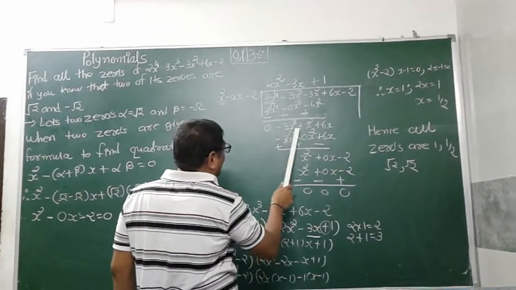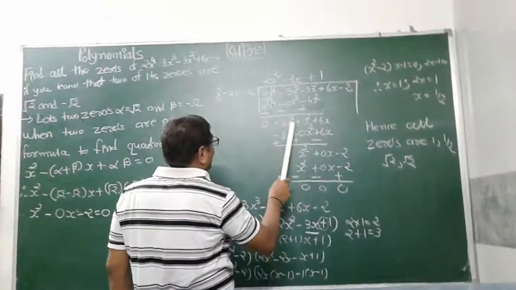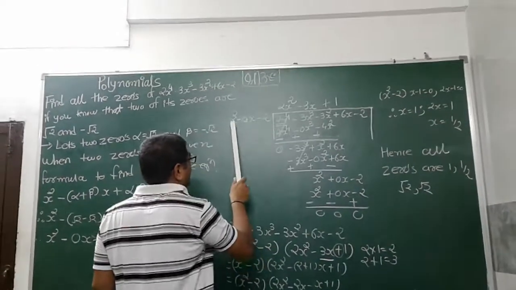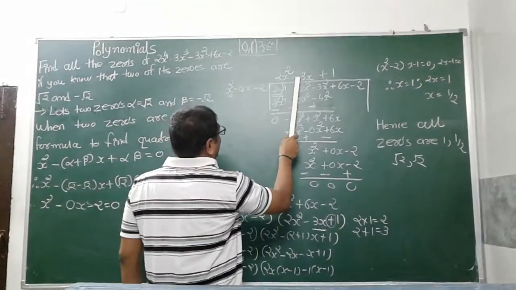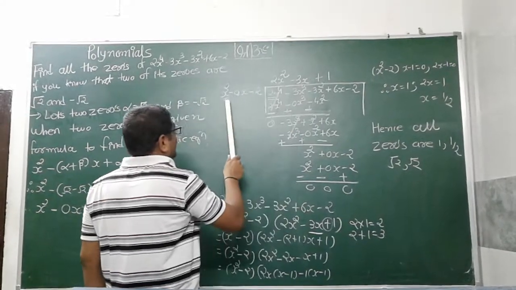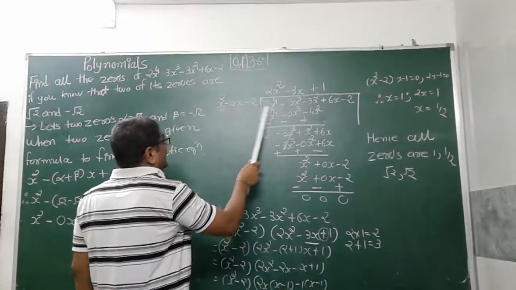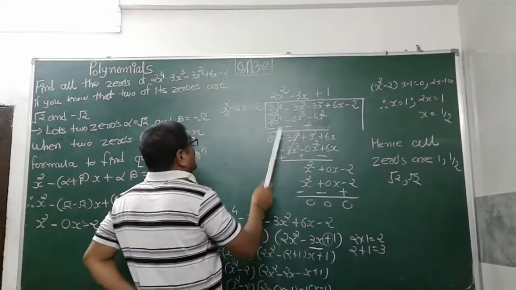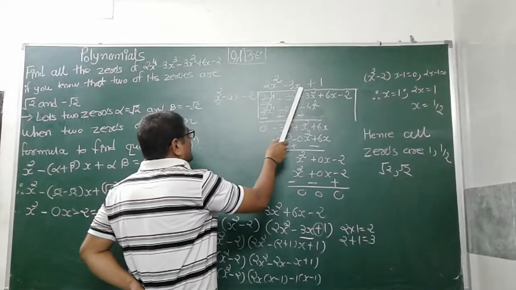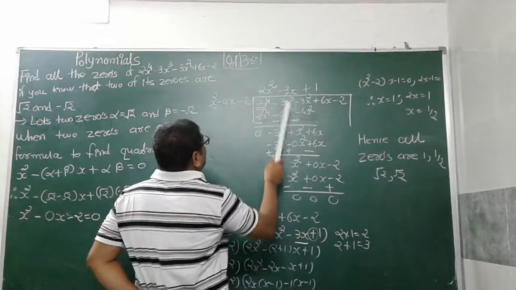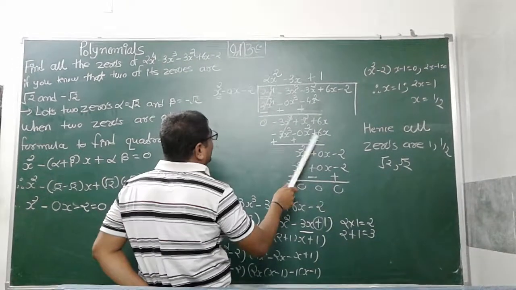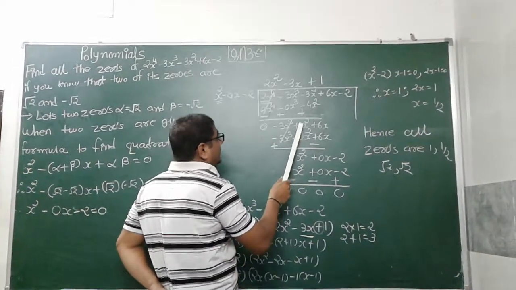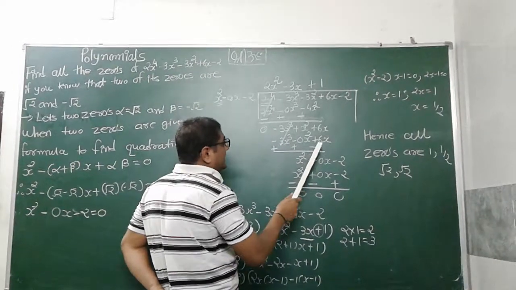Again, the first term in the remainder is minus 3x cube and the divisor is x square. So minus 3x cube divided by x square, we will get minus 3x, multiplied by all the terms of the divisor. So minus 3 into 1, that is minus 3, x square into x, that is x cube. 0 into minus 3x is 0x square, and minus minus 2 into minus 3x is plus 6x. We change the sign, so they cancel out. So 0 plus x square, plus and minus cancel out.